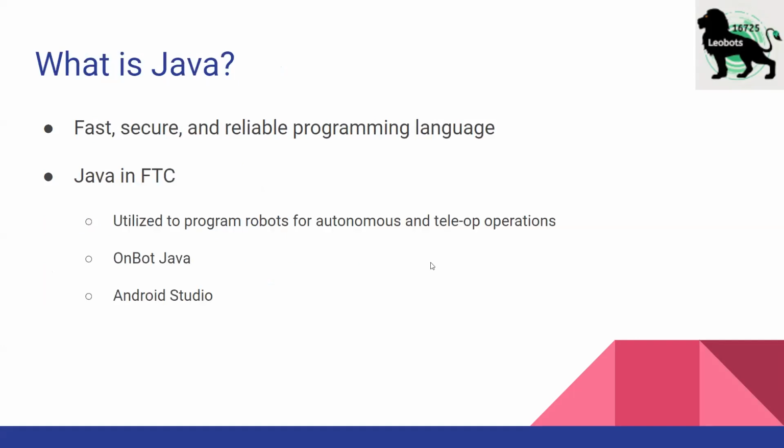What is Java? Java is fast, secure, and reliable, as well as one of the most popular programming languages. However, Java in FTC is used for programming autonomous and teleop operations. It is the code that allows you to complete specific tasks and allows the robot to move in autonomous and complete those tasks. The one IDE we use is OnBotJava, but there's also Android Studio, which is a more advanced version of OnBotJava.